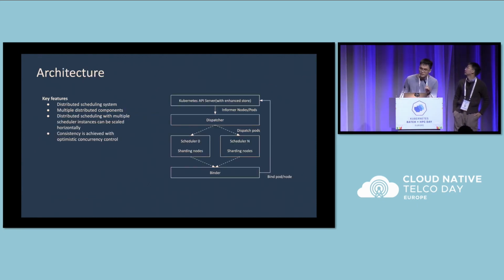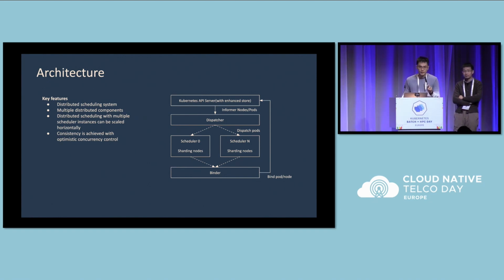Okay, so now I'll share some interesting highlights of our architecture. The Godel scheduler is designed as a distributed scheduling system. The default kube scheduler is a non-distributed one, and it runs as a single component. But Godel actually consists of three separate components: the dispatcher, the scheduler instances, and the binder. This design allows us to scale the number of scheduler instances horizontally to achieve higher throughput.